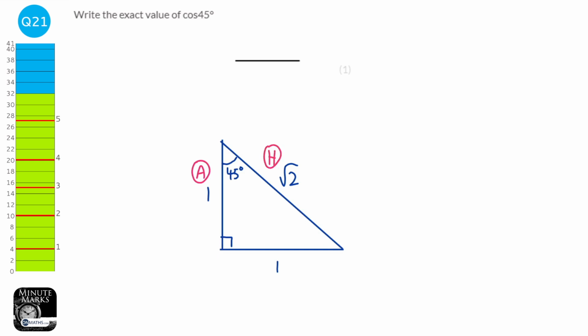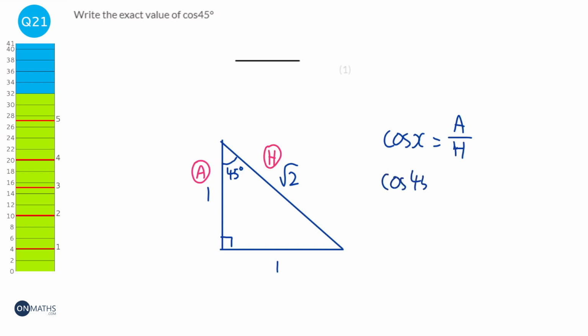Now we know from trigonometry that cos x equals a over h. The angle is going to be cos 45, and a is going to be 1, and h is going to be root 2. Now, this is a bit of a strange one with 1 over root 2, because we need to actually be able to rationalise the denominator. And basically what that means, if you haven't done surds yet, is you times top and bottom by root 2. And so we end up with root 2 over 2.